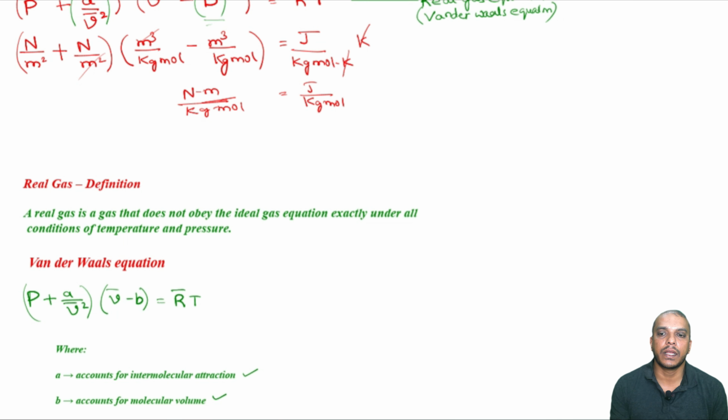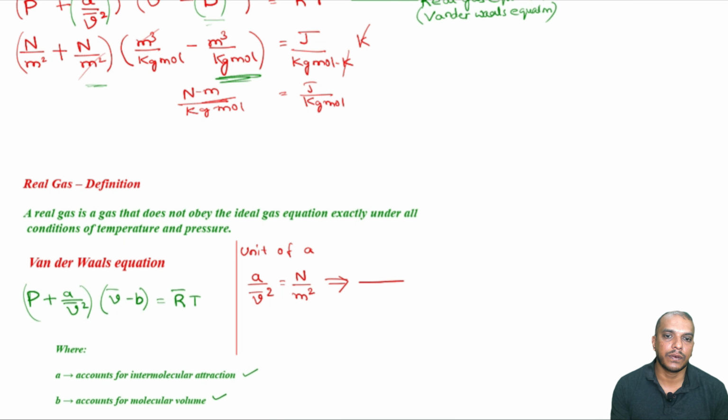Now, let us try to derive the unit of A, because the unit of B we already know has to be meter cube per kg mole. But the unit of A by V bar square as a combined term is Newton per meter square, and we are interested in the unit of A. So, we know that A by V bar square should give us the unit of Newton per meter square.